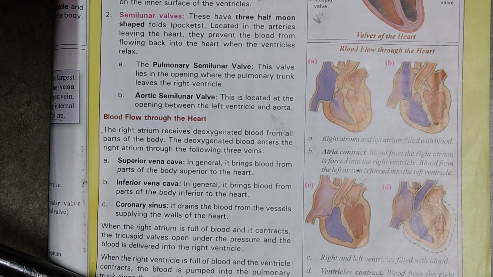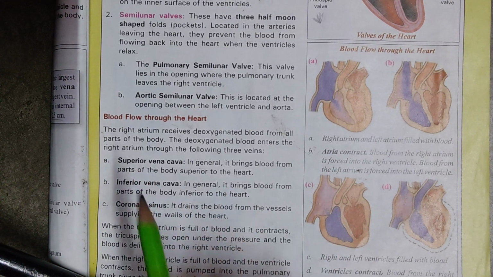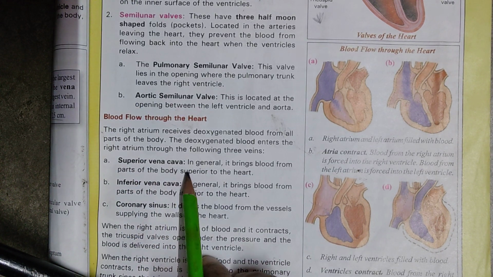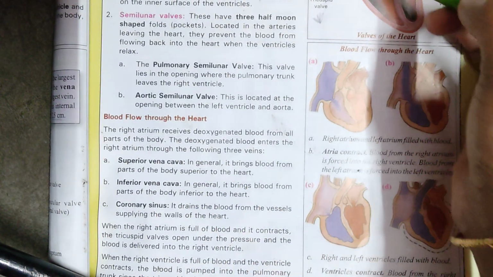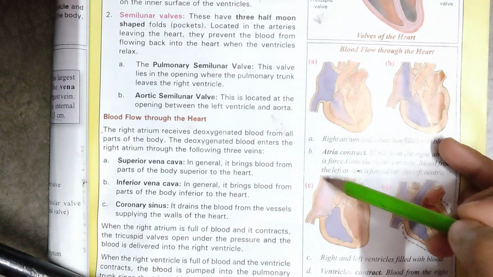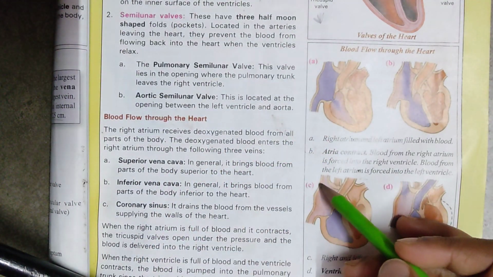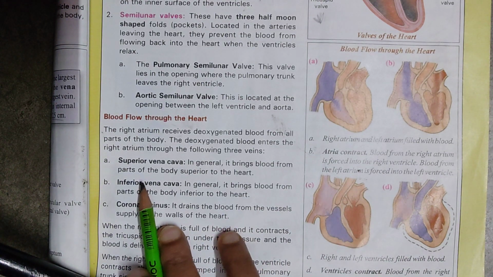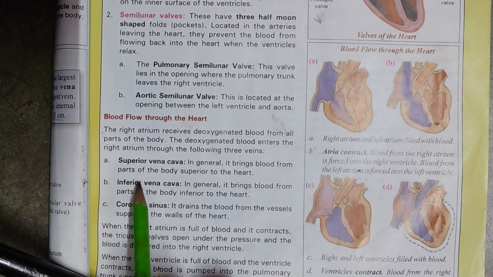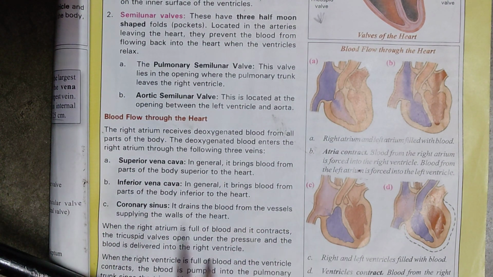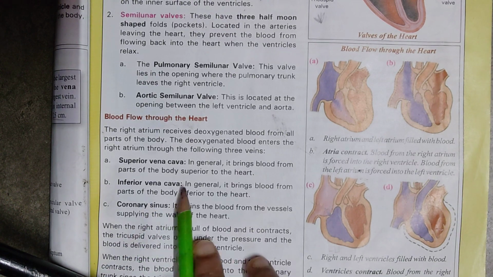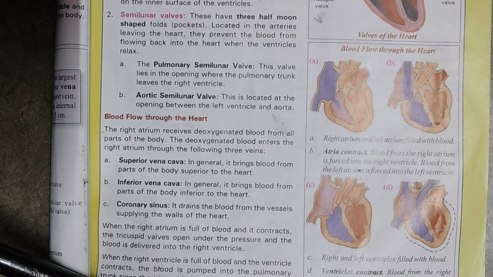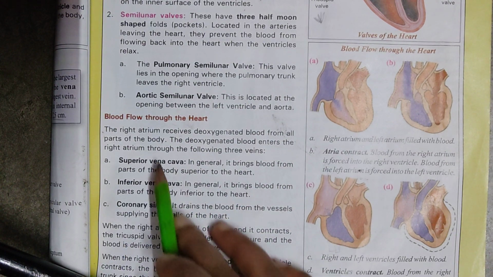This right atrium receives the deoxygenated blood from all parts of the body, from the lower legs, from the brain. So how does it come to the right atrium? Who is carrying it? The superior vena cava. The superior vena cava is at the topmost part. Suppose this is the heart; we have already seen the picture. Suppose this is the superior vena cava. It brings all the blood from the upper part of the body. Then the lower portion is the inferior vena cava. It brings all the blood from the lower part of your body to the right atrium.